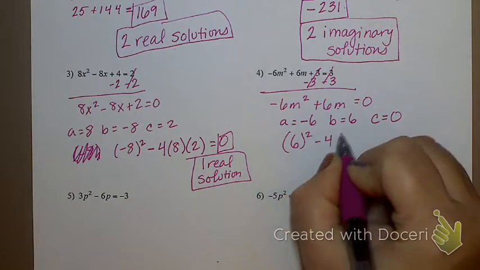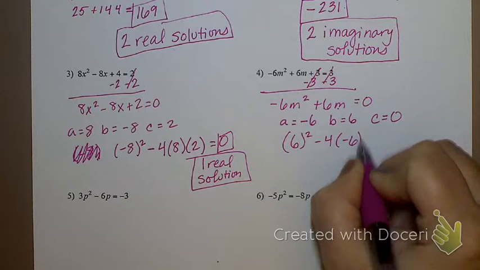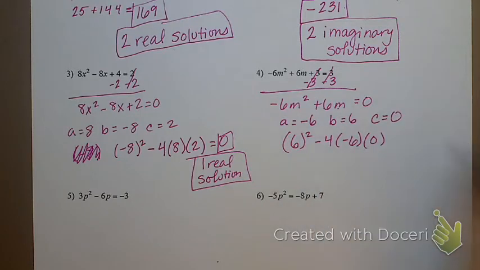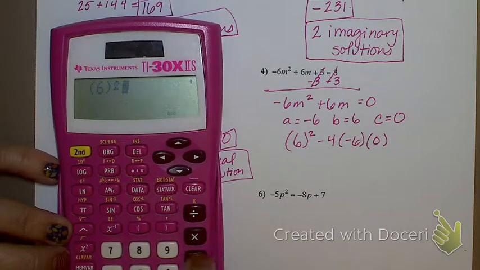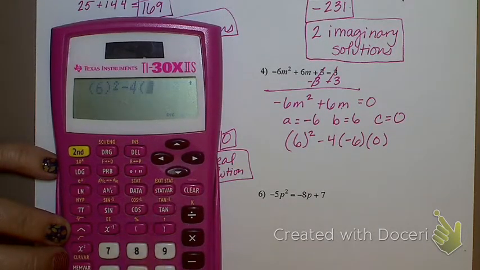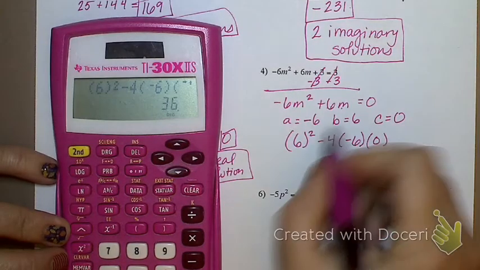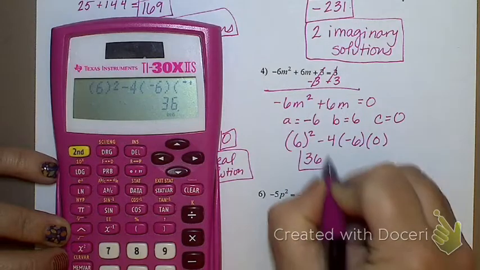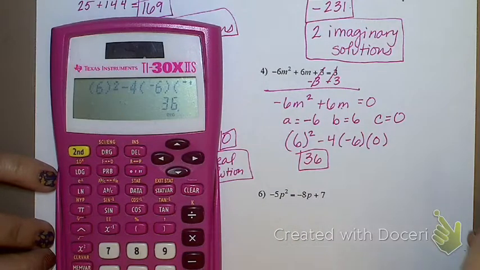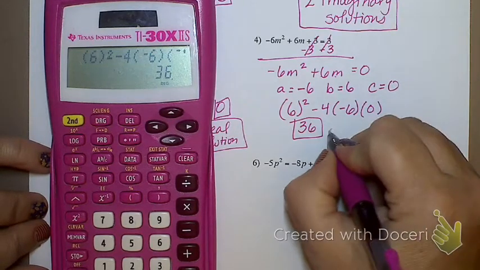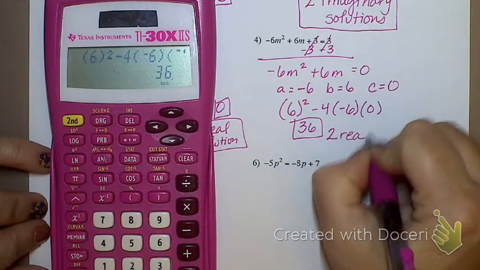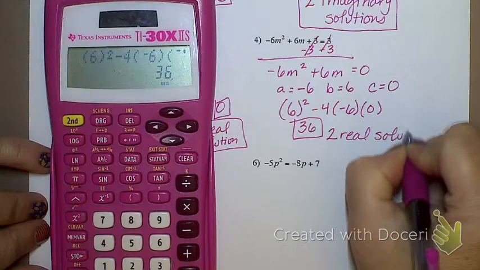All right, b squared minus 4ac. What do I get? 6 squared minus 4 times negative 6 times 0. I should be able to do that in my head because anything times 0 is 0. So I just have 36. So there's the value of my discriminant. What does that mean about the number and types of my solutions? 2 real solutions.